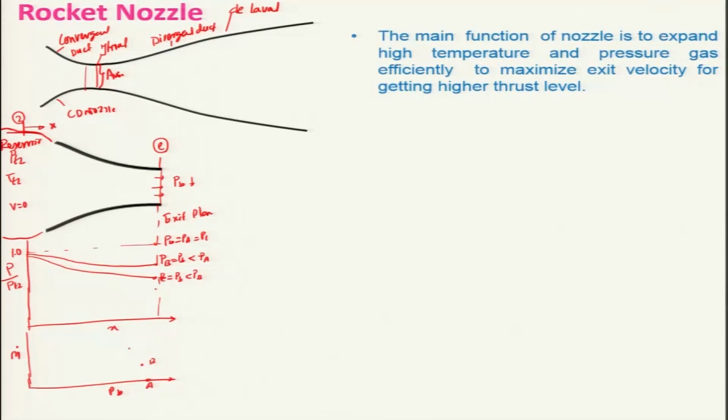Let us consider another case, that P D, where it is much lower than the P C, and such that it will be reaching the maximum flow rate. This is your C, and if I decrease this pressure further down, let us say P E, which is lower than the P D, there won't be any change in the mass flow rate.